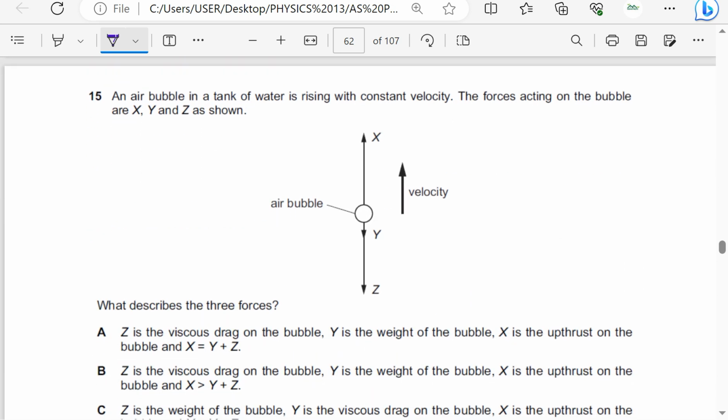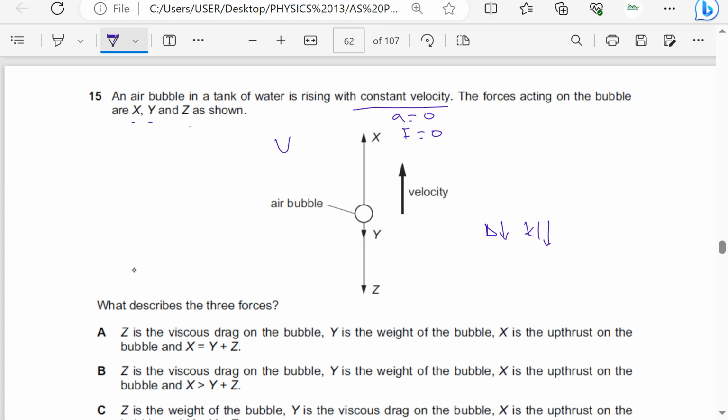An air bubble in a tank of water is rising with a constant velocity. It is constant velocity, so acceleration is 0. Resultant force is 0. The forces acting on the bubble are X, Y, and Z, as shown. What describes the three forces? Of course, there should be a weight vertically downwards. So there should be upthrust, upwards, of course. Since it is rising, the drag force must be downwards. And of course, the weight must also be downwards. So Z and Y, one of them should be weight and the other one should be the drag force.